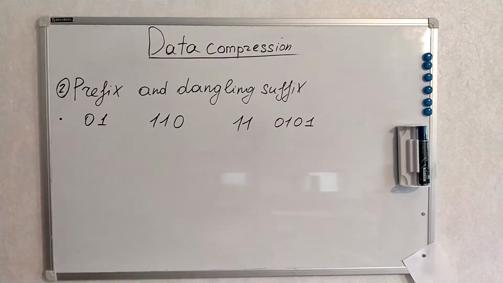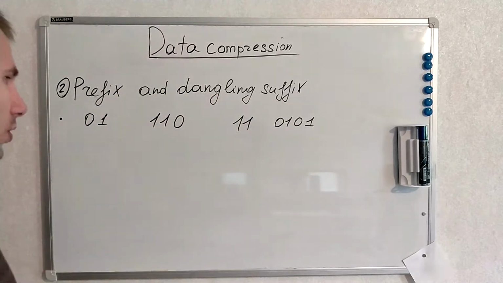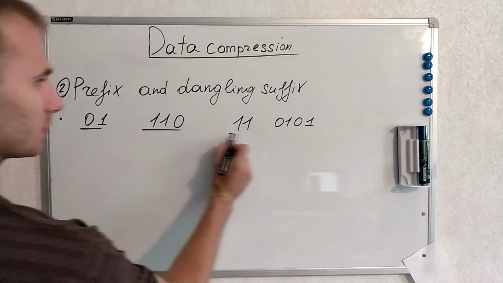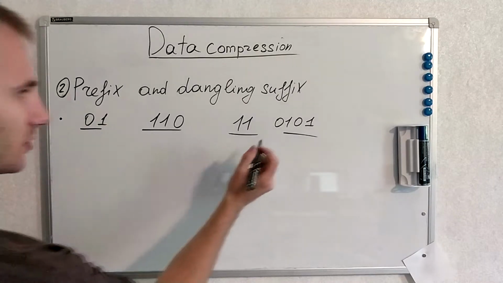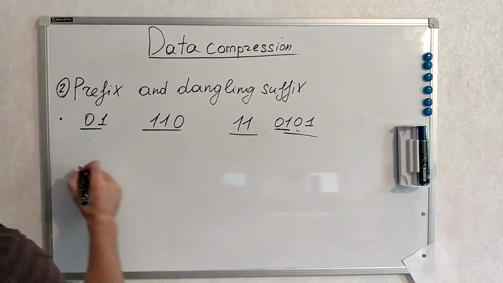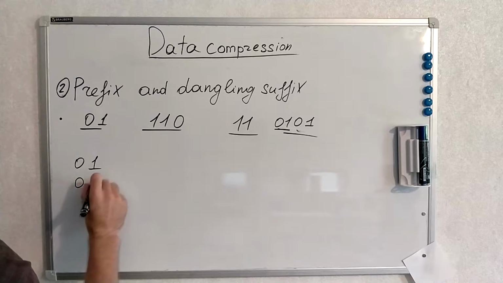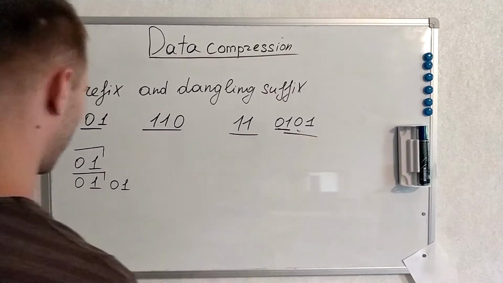Now we address one very important concept: unique and non-unique decodability of our code. To understand that, we first have to understand what a prefix is and what a dangling suffix is in our code words. Let's say we have these codes, and we can see that 0, 1 is also here and here, right? So it means that 0, 1 is a prefix of 0, 1, 0, 1.